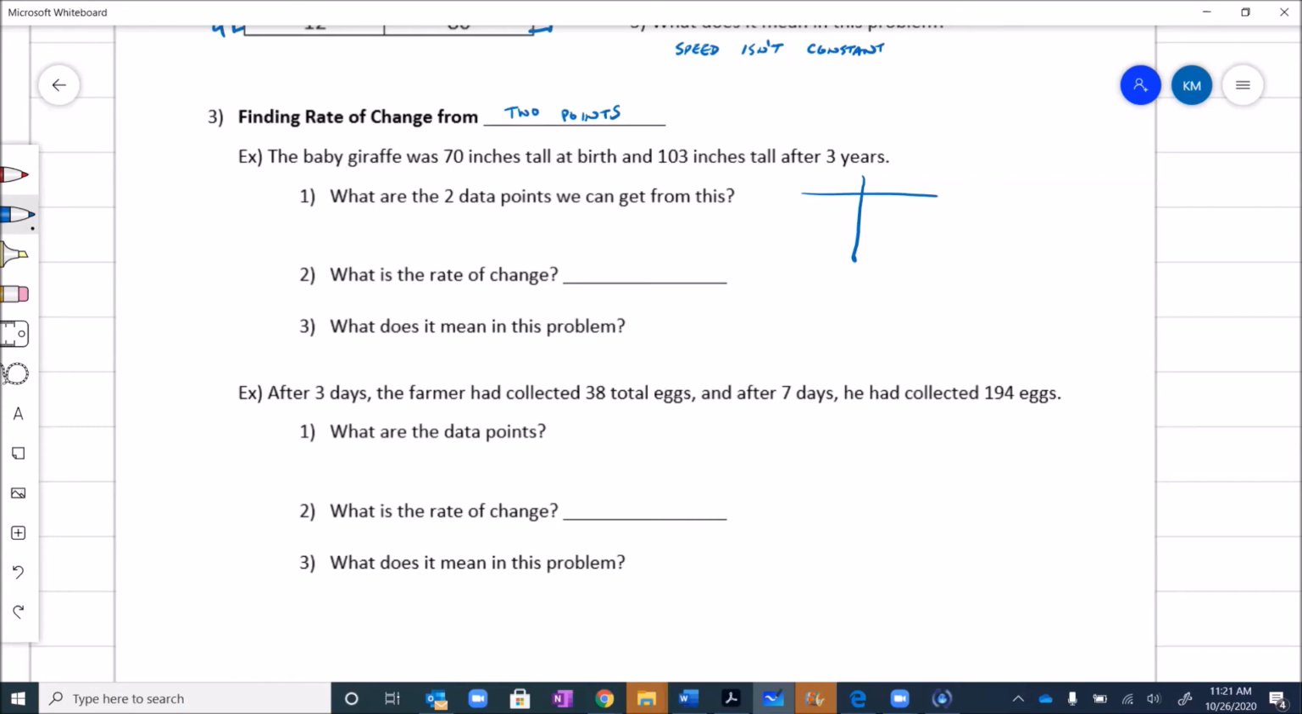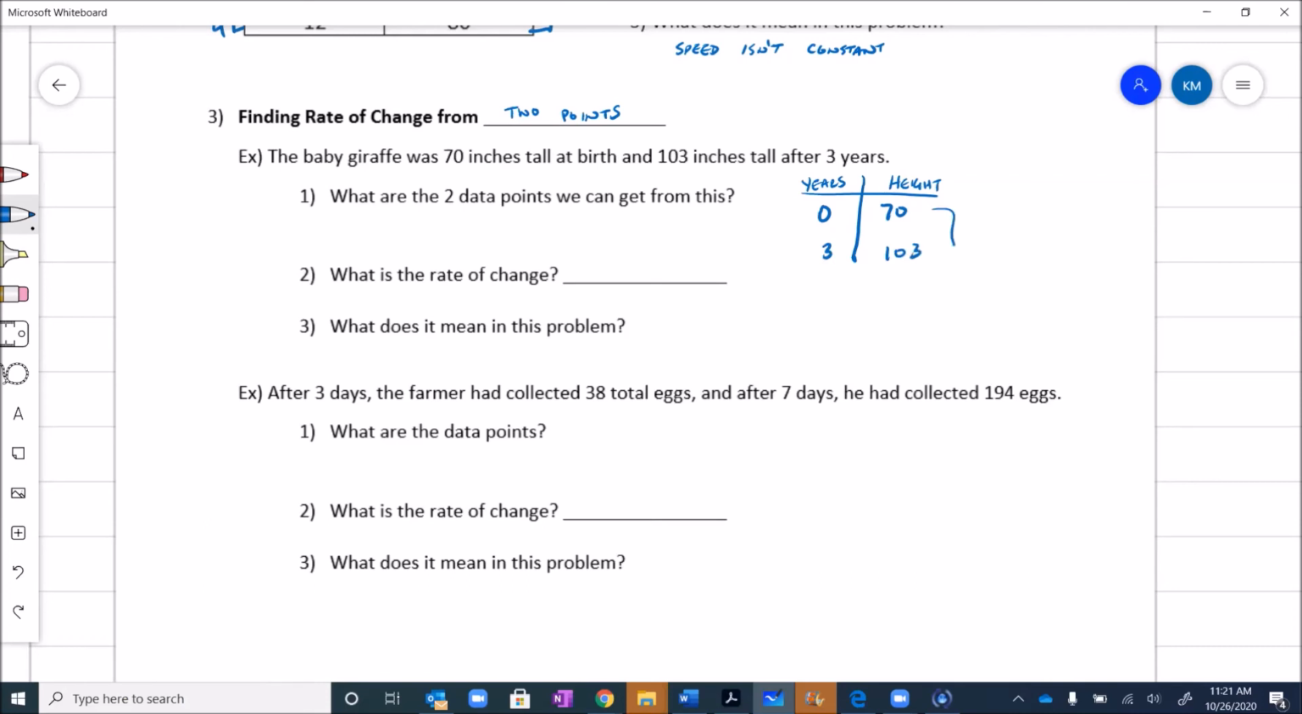So what we're going to do in the sentence is say, what information did they give us? Well, they gave us years, or age, however you want to say that, and they gave us height. Years is going to be our independent because we can't control that. When the giraffe was 0 years old, it was 70 inches tall. When the giraffe was 3 years old, it was 103 inches tall.